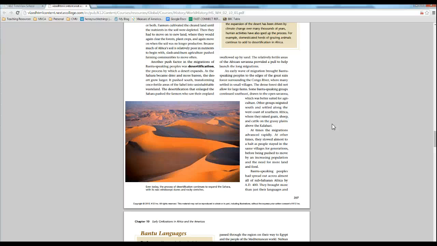At times, the migrations advanced rapidly. At other times, they slowed almost to a halt as people stayed in the same villages for generations before being pushed to move by an increasing population and the need for more land and food. Bantu-speaking peoples had spread out across almost all of sub-Saharan Africa by AD 400.